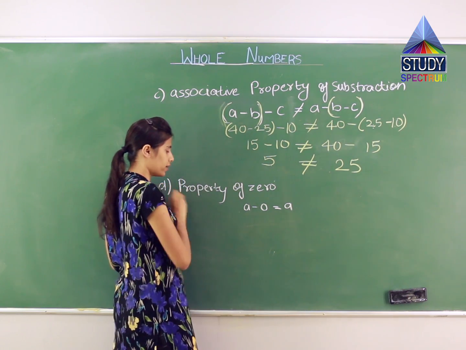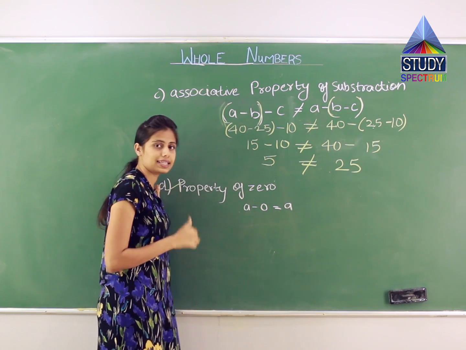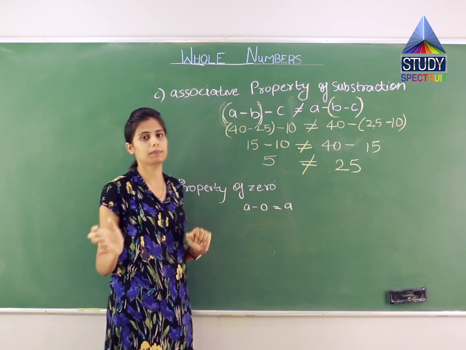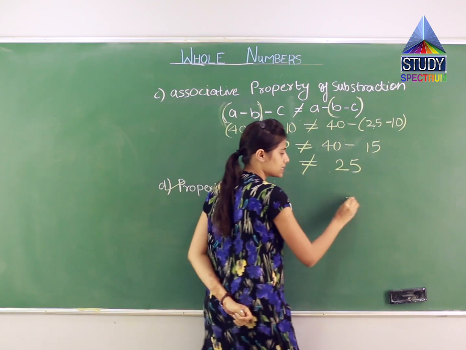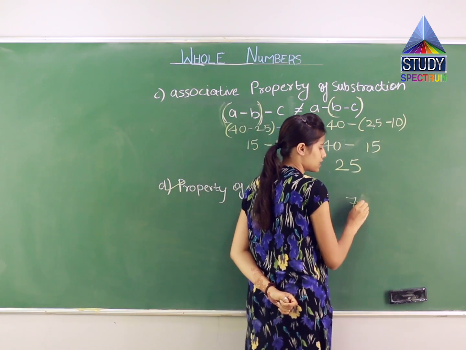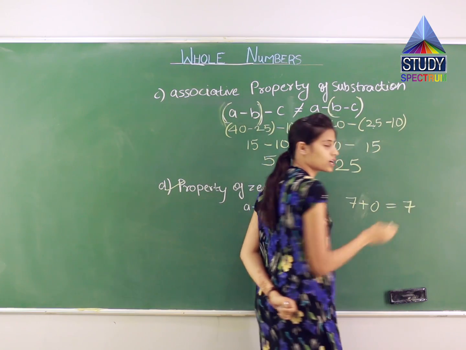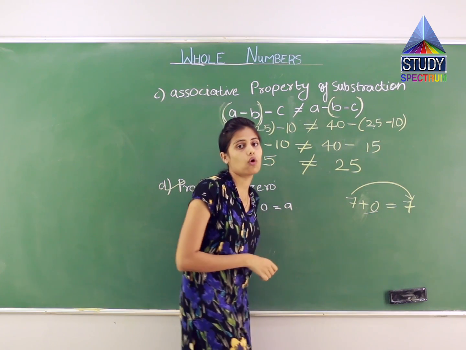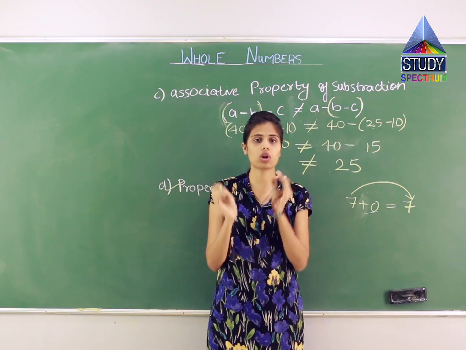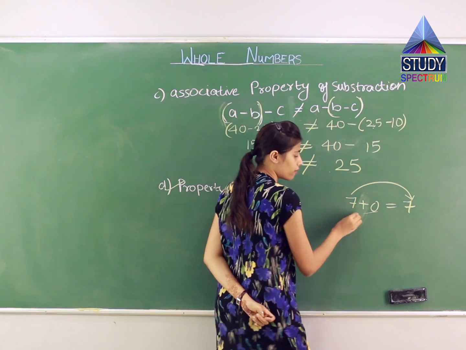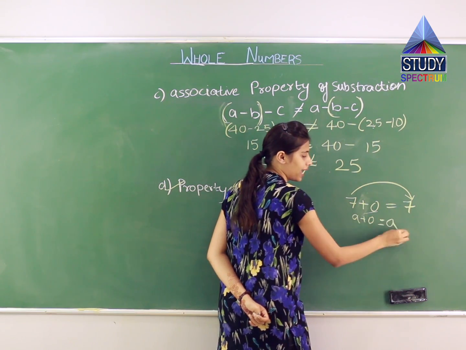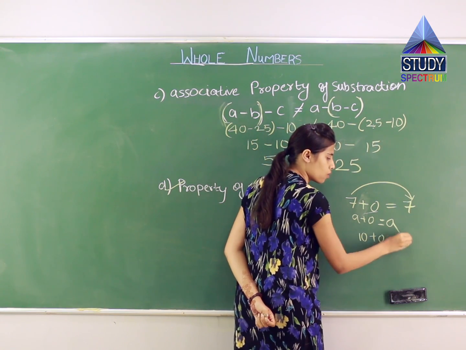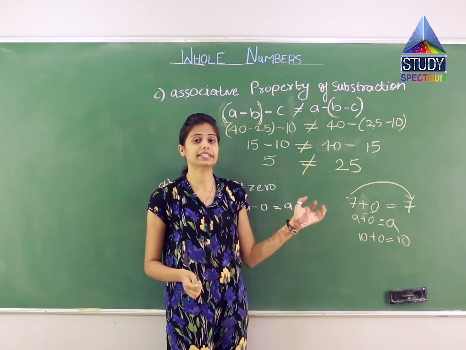Now let us check what is the property of zero. What did we see earlier? The identity property. If we add zero to any number, the number itself will be the answer. For example, 7 plus 0 was equal to how much? Was equal to 7. Means what? 7 was equal to 7. If we add 0 to any whole number, the answer will be the whole number itself which is given in the question. The formula was A plus 0 is equal to A itself. Take another number, like 10 plus 0 was equal to how much? Was equal to 10. So this was the identity property of addition.